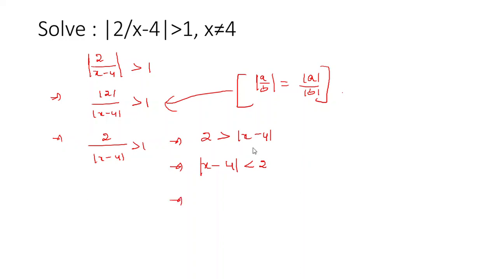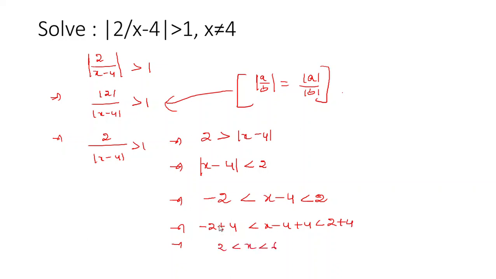So this implies that minus 2 is less than x minus 4, which is less than 2. Because mod x minus 4 can be less than 2 only when x minus 4 lies in between minus 2 and 2. Now if we add 4 on both sides, minus 2 plus 4 is less than x minus 4 plus 4, which is less than 2 plus 4. This implies 2 is less than x, which is less than 6. This can be written as x belongs to 2 comma 6. This is an open interval. This means that the values 2 and 6 are excluded.